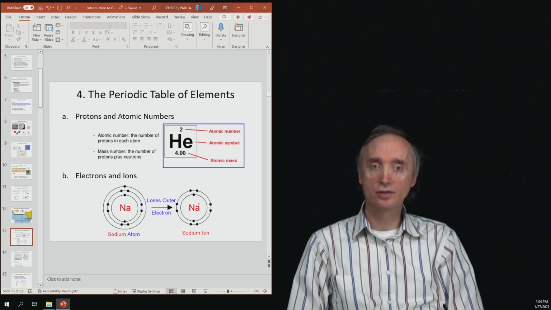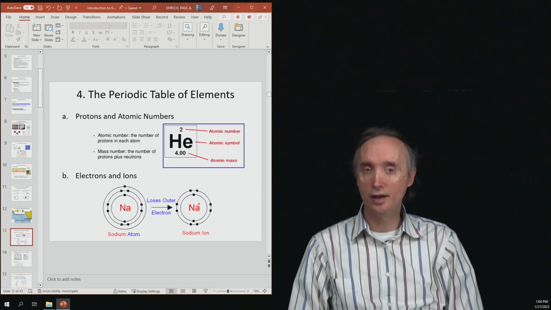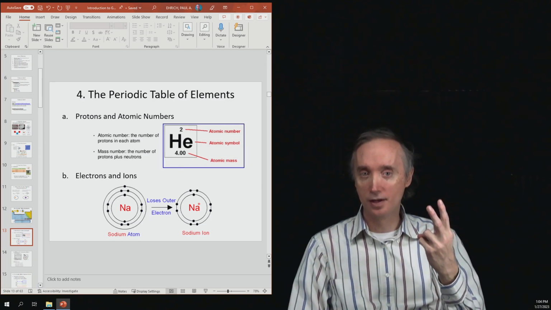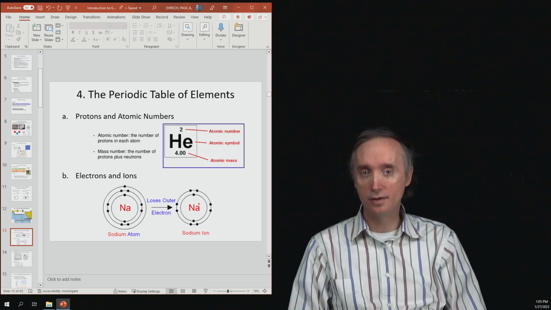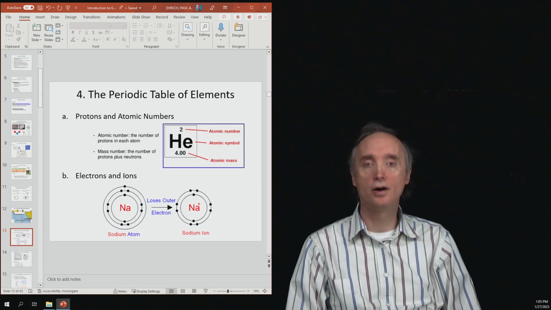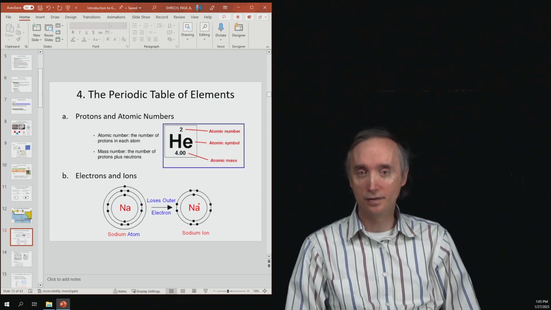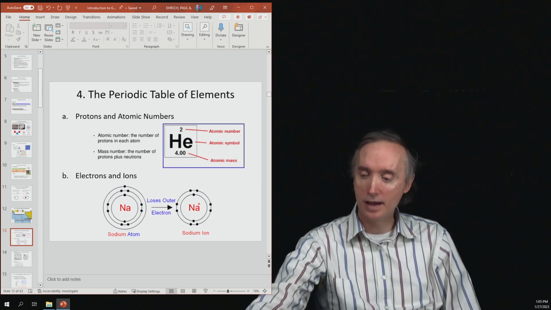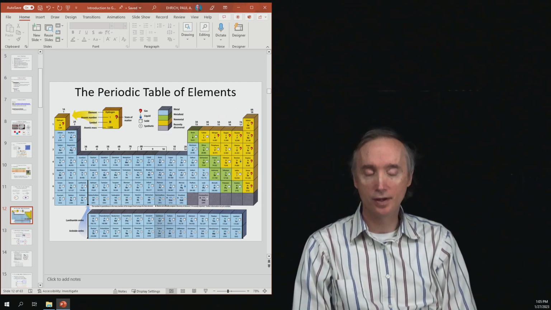So the first thing that you have to notice when you go to the periodic table of elements is every element has two numbers. And you'll notice that one number does not have a decimal point, and the other one does. So what we want to do is concentrate on the number that doesn't have the decimal point. That's going to be called the atomic number, and that's going to be the number of protons in that particular element.